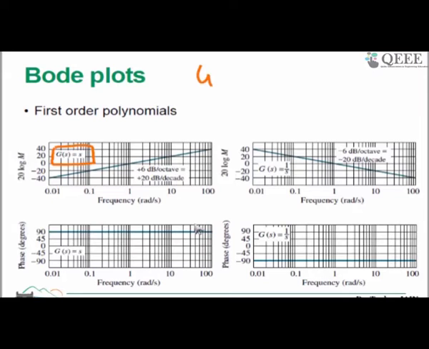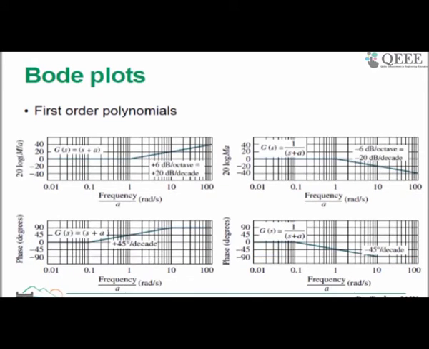And if I have the inverse of this s, that is to say, if I have a pole in the transfer function at 0, it contributes a minus 20 dB per decade slope, and it will contribute minus 90 degrees. So this is a couple of examples for the first order polynomials.